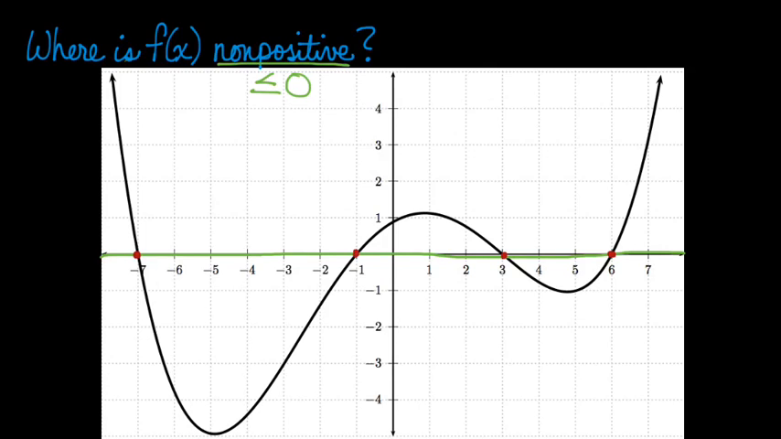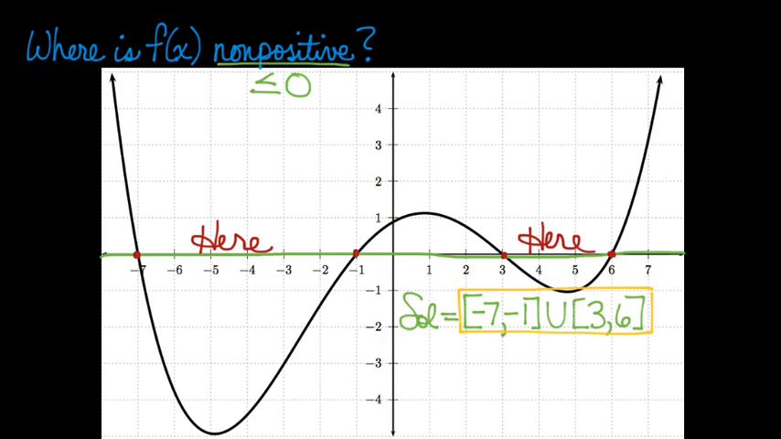This is really the same as the x-intercept question. And I need to know where it's below. I can see that there's 2 sections where it's below. And this time I do want to include the x-coordinates of those red dots, because at those red dots, f of x is equal to 0. So they should count. So I need to find the intervals for those 2 sections and put square brackets around them, [-7, -1] and [3, 6].